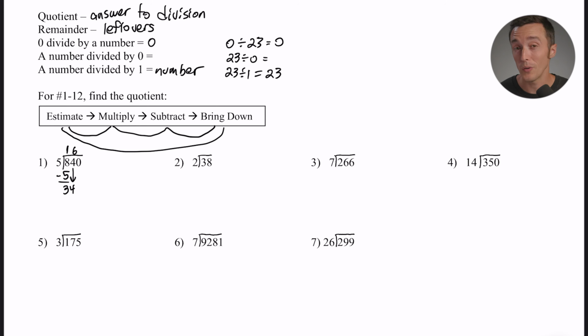It's because I've memorized my multiplication tables. So I know 6 times 5 is 30. I know 7 times 5 is 35. That would put me over 34. So that's where I went with the 6. Okay, that was my estimate, a 6.